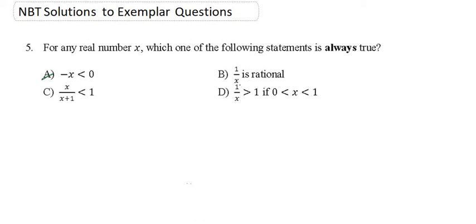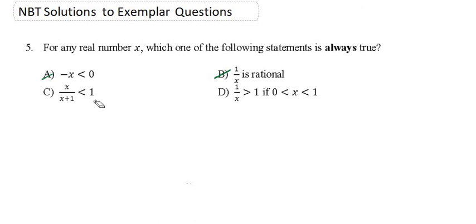For B, 1 over x is rational. Is this always the case? Well, remember, real numbers can include the number 0. What if x was 0? Then 1 over 0 wouldn't be a rational number, because this would simply be undefined. So is this always true? No, it's not always true.